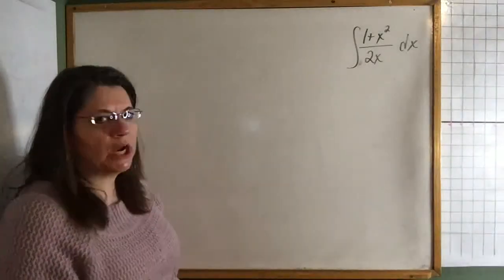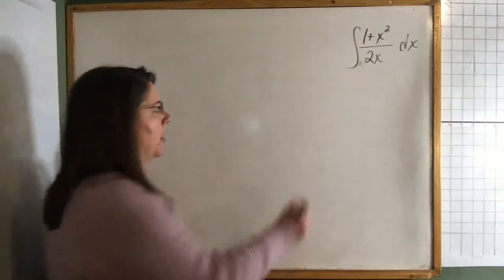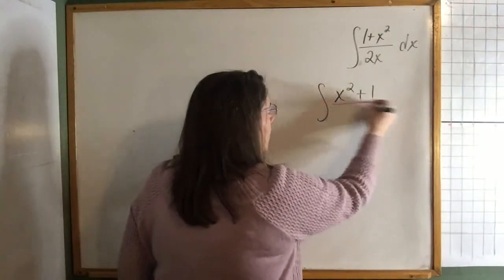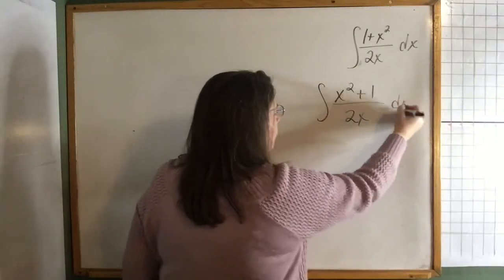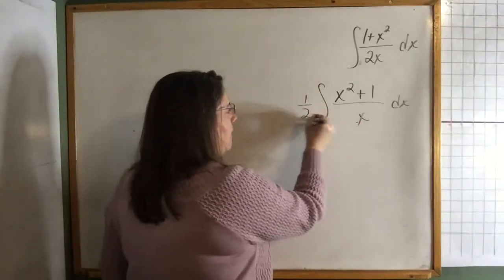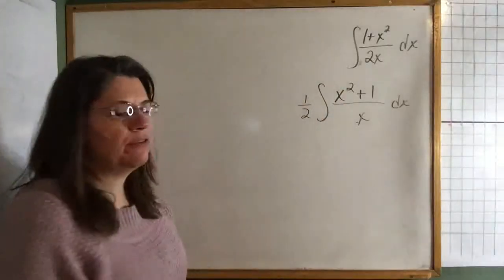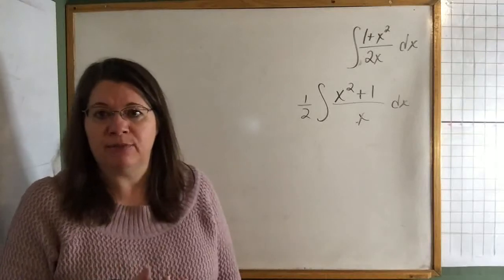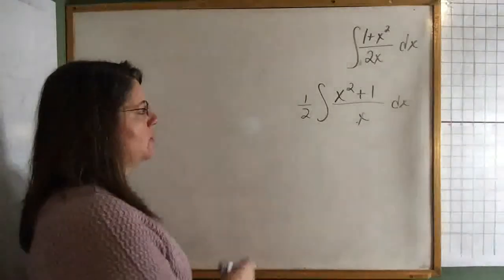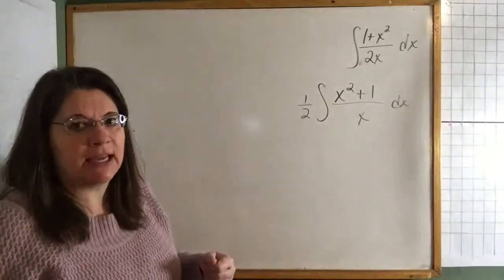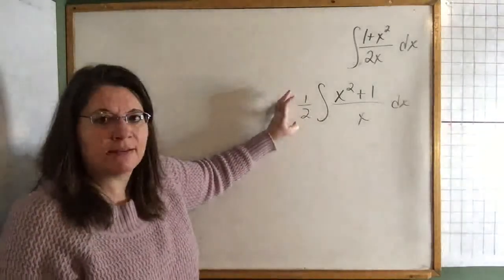Hopefully you notice that the top there has a higher degree than the bottom. So I can switch this around, x squared plus 1 over 2x dx. I'm going to bring that 1/2 out because if I recognize that the degree of the top is higher than the degree of the bottom, then I'm going to have to do long division to rewrite this problem. And if I do long division, I don't want there to be a 2 dividing into everything. That would complicate things. But I know I can bring constants out.